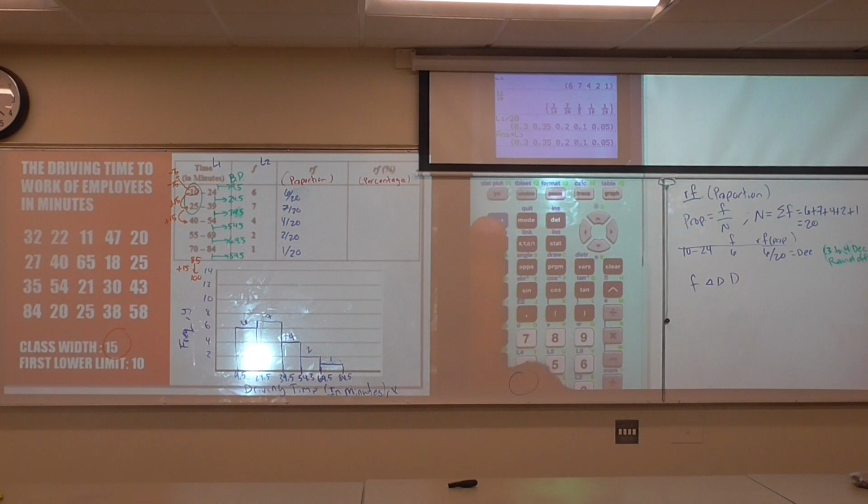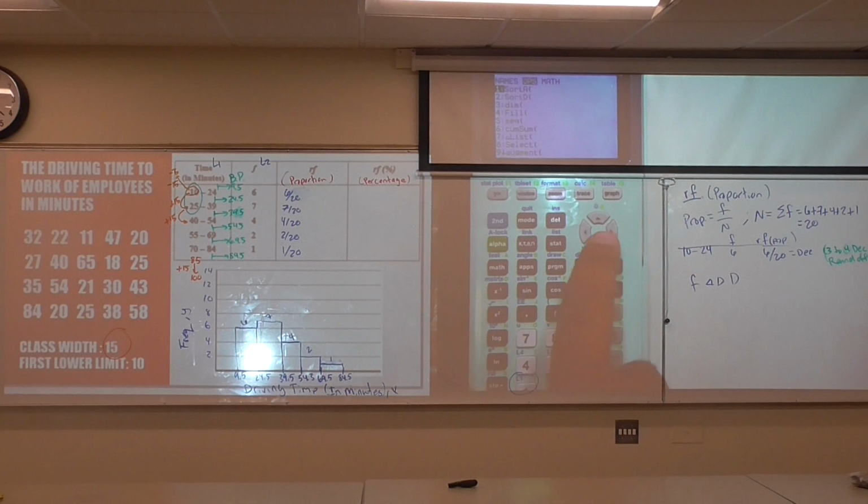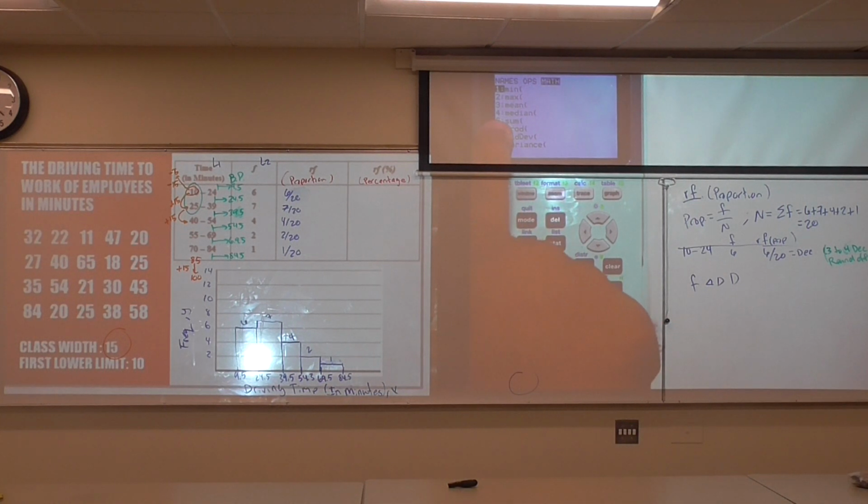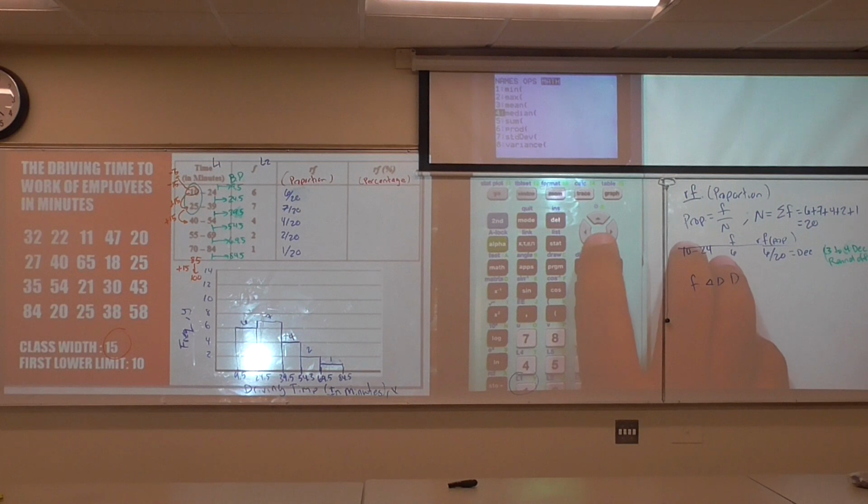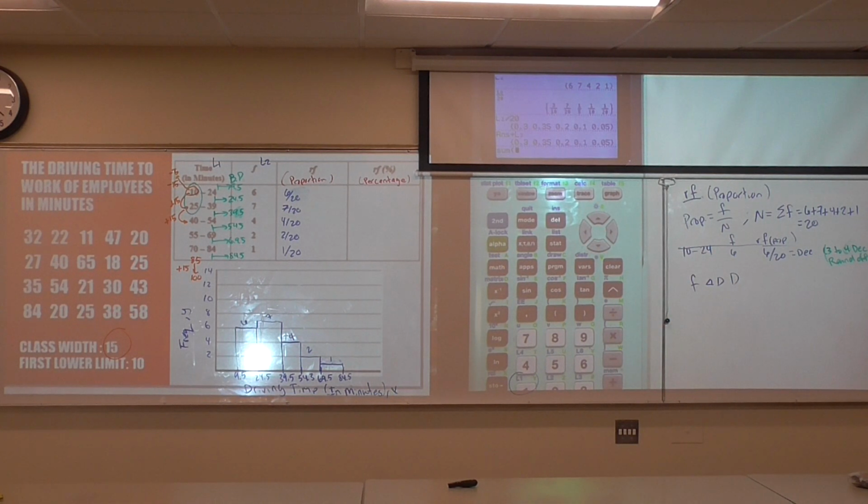So if I want to get the sum, I can do second, list, and then an operation, but it's going to be under math, because the sum is right here, option number 5. That means the sum of all the frequencies in the list. So I'm going to choose number 5 and enter it. And I'm going to look at list 2, because that's where the frequencies are. Now when I put it in and enter, I get the sum. So I could have easily done that and got the sum as well. Hopefully that is helpful in that regard.